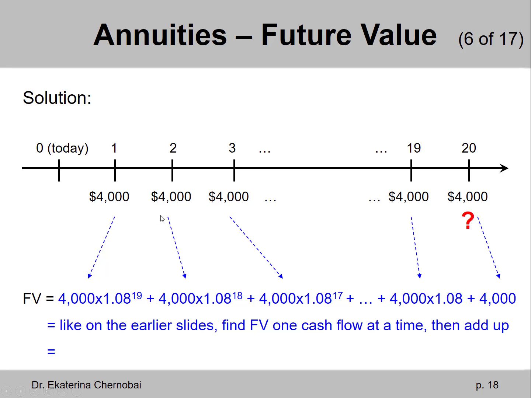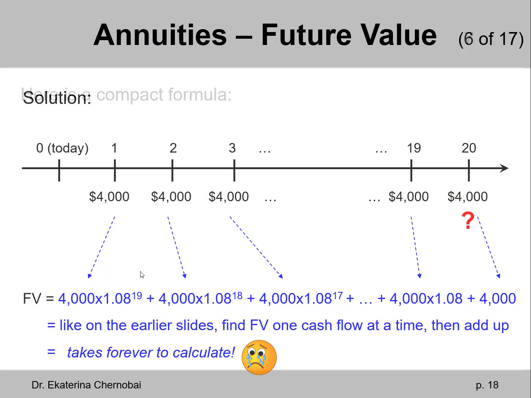So you essentially broke it into 20 pieces, right? 20 individual future values, and then you add all of them up. Takes a while, possible to do, but it will probably take you, I don't know, a few minutes for sure. And just hope you don't make any mistakes somewhere.